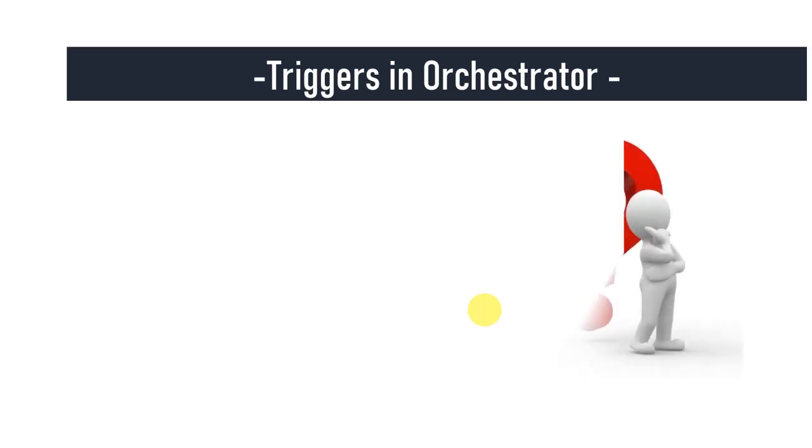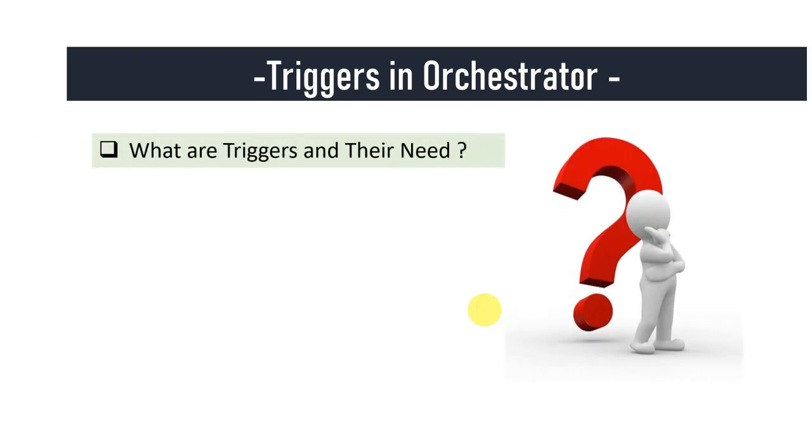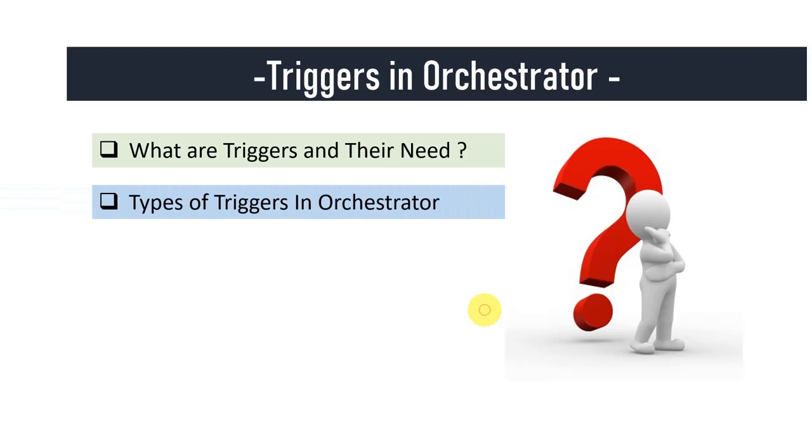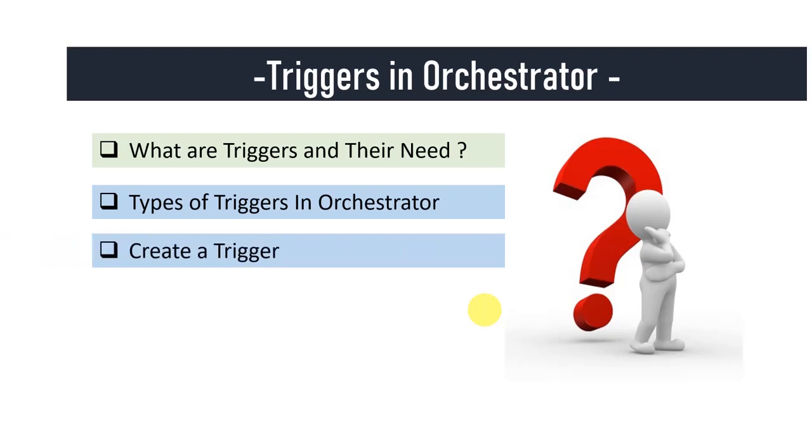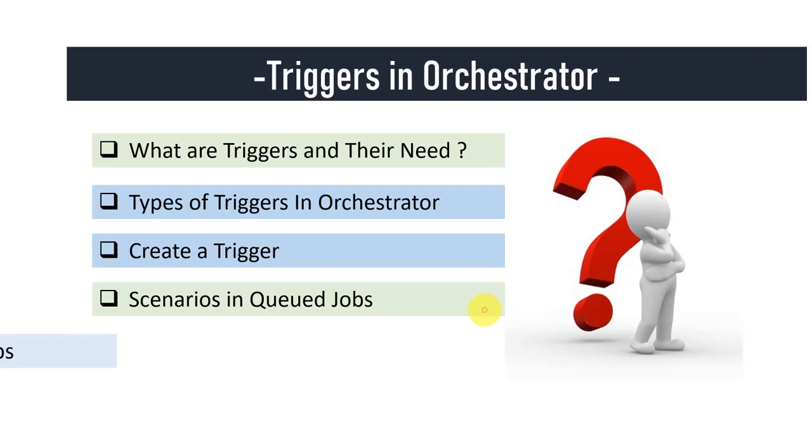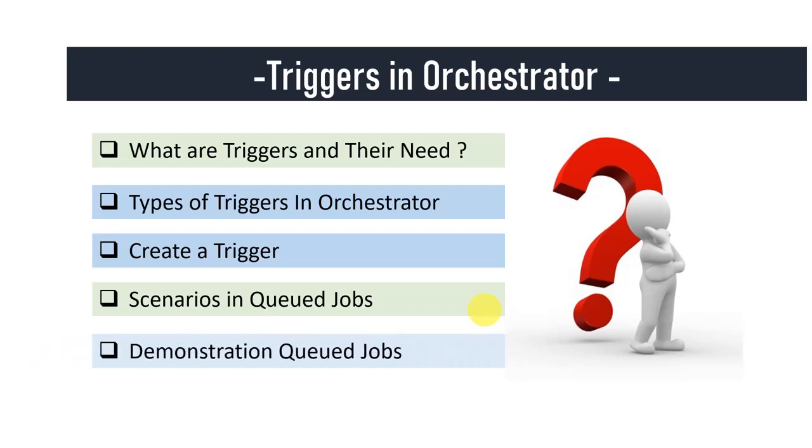Let's see what we are going to discuss today. So today we are going to discuss what triggers are, why we need triggers, and what the different types of triggers available in Orchestrator are and when we should use which one. Next, we'll create a sample trigger in the Orchestrator for a process. After that, we'll see what scenarios we need to handle in case of queued jobs. And at the last, I'll show a demonstration of the queued jobs based on the scenarios we discuss.